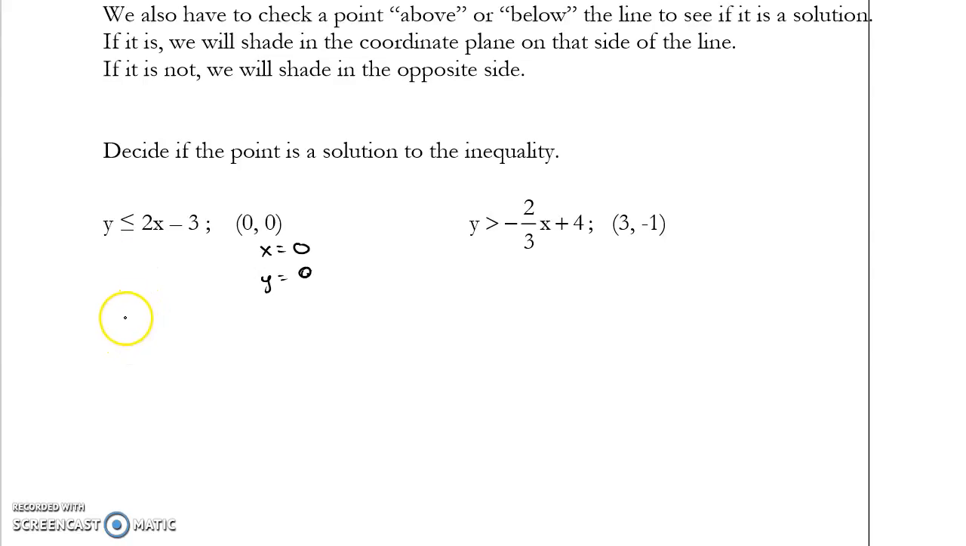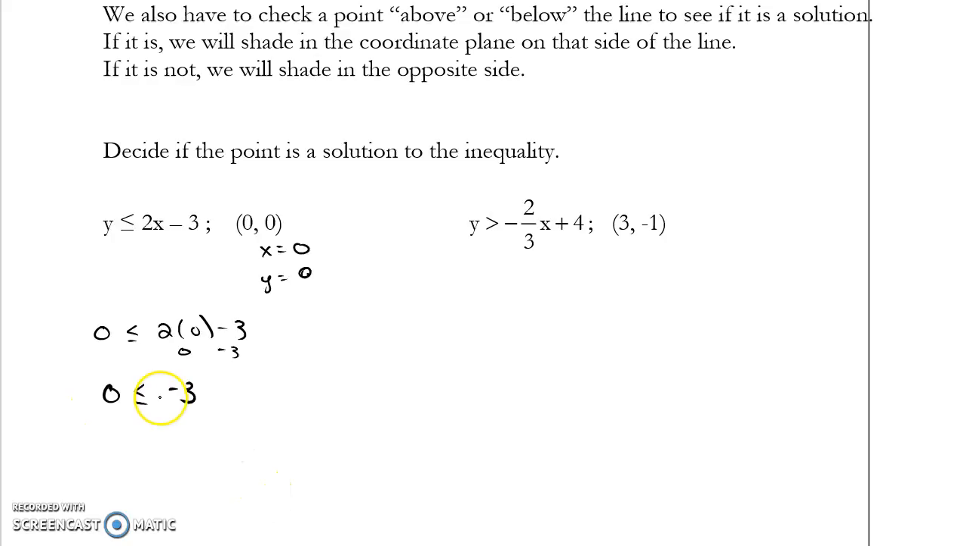So in the first semester, if this was an equation, I'd say, is this point realistic? Does it make sense with that equation? Same idea here. I'm checking, is 0 less than or equal to 2 times 0 minus 3? Is 0 less than or equal to 2 times 0, which is 0, minus 3, which is negative 3?